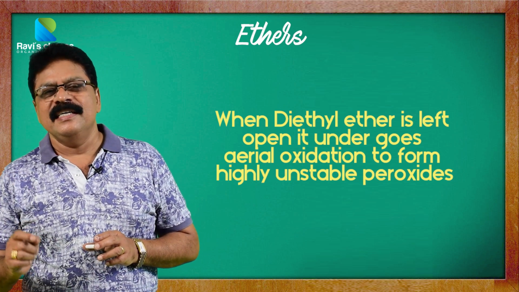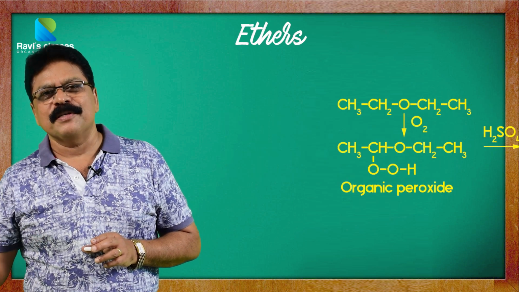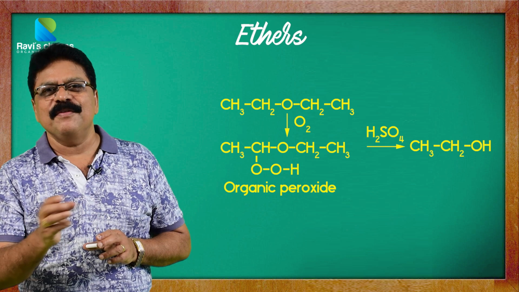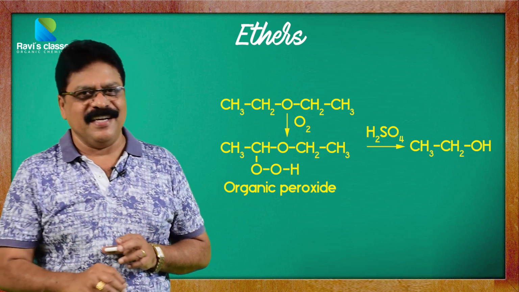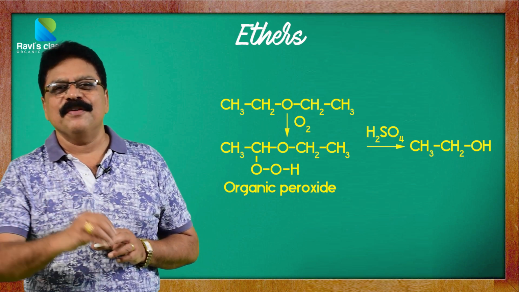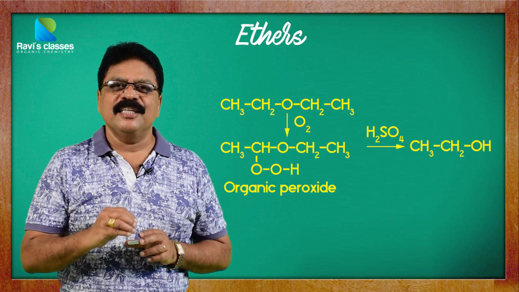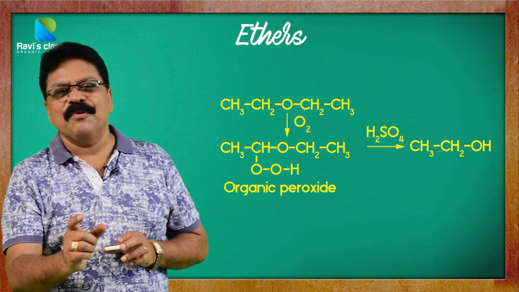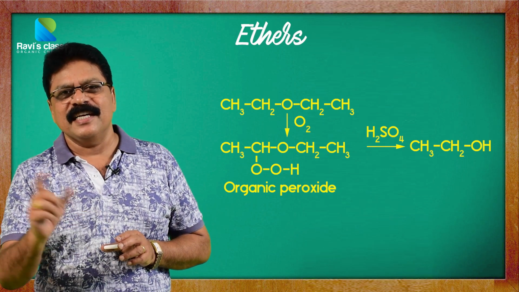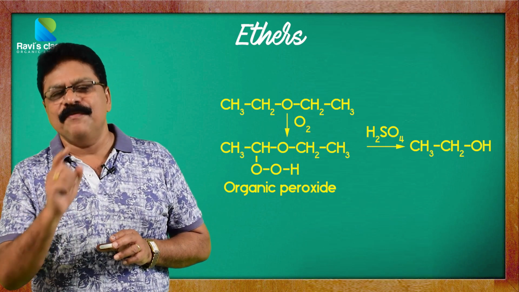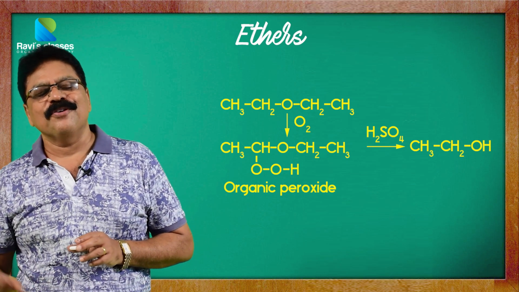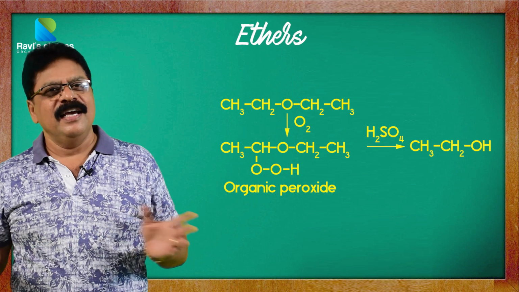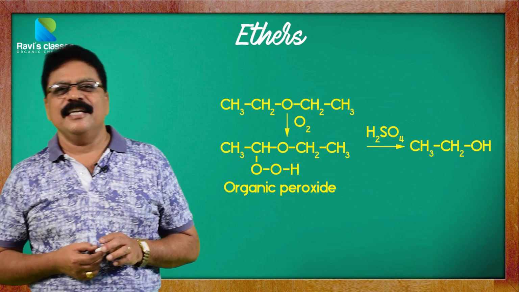So ether should always be tested for the presence of peroxides. Or generally what we do is, to a sample of ether we always add a small amount of concentrated sulfuric acid. Why? Because if there is a peroxide formed in the sample, it will get converted to stable ethanol. So a sample of ether is mixed with concentrated sulfuric acid and shaken before use, because if there is a peroxide in the sample, it gets converted into stable ethanol, and therefore no tragic accidents take place.